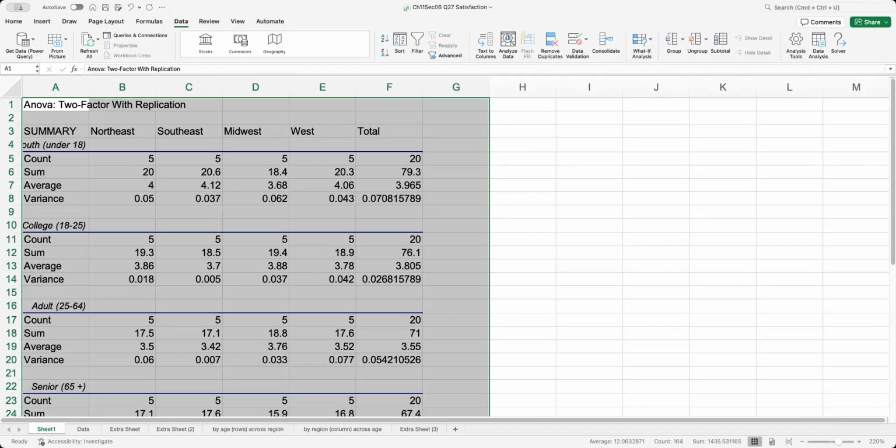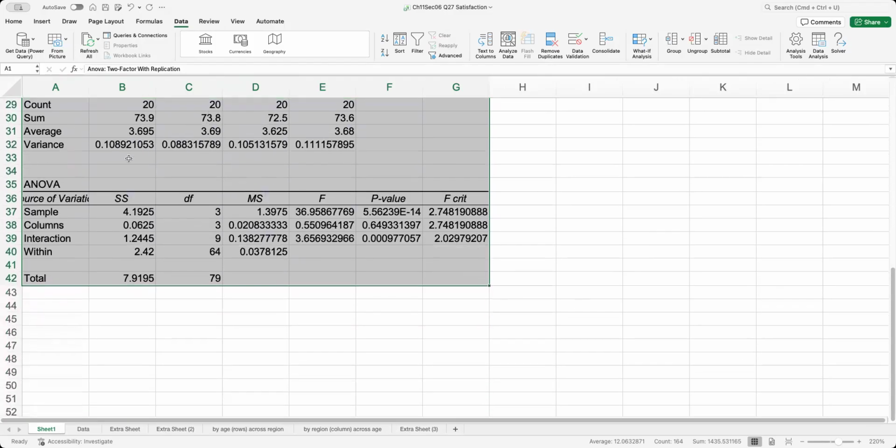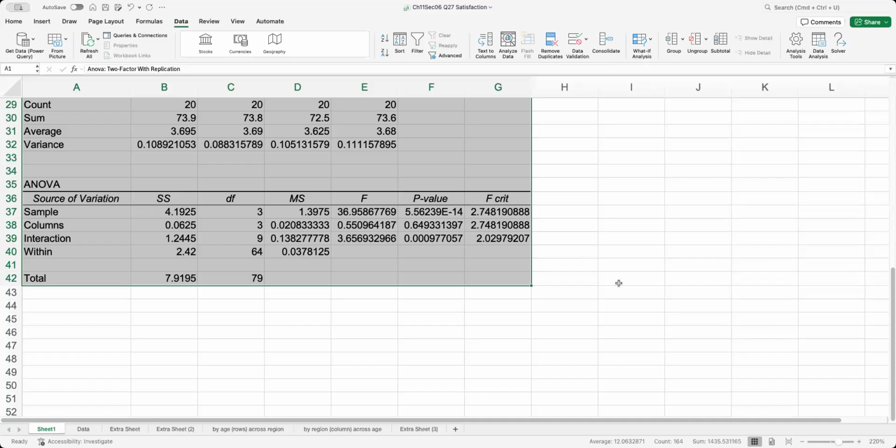A large amount of calculation happens behind the scenes. Summary information off the top of my head isn't going to give me a lot. So I'm going to go down here to our actual ANOVA results, stretch out column 1 so I can see everything more clearly. Rows, our sample discussion.